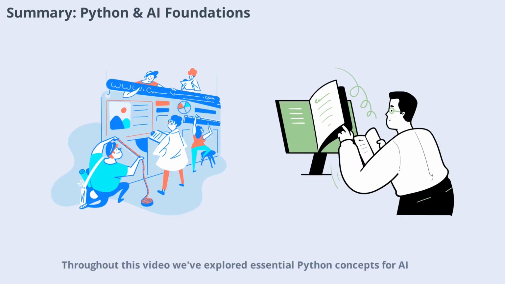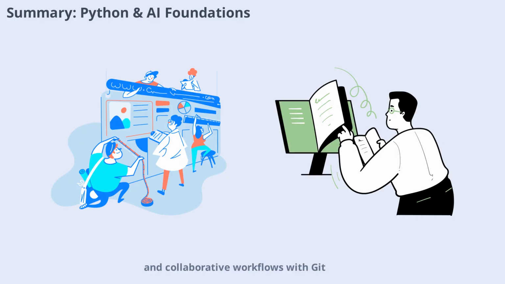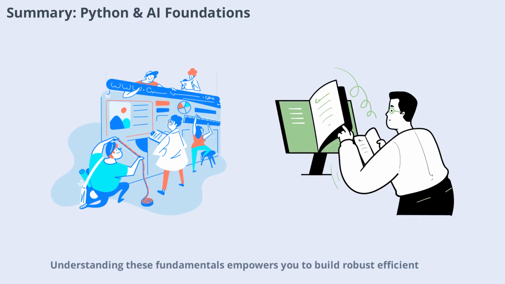Throughout this video, we've explored essential Python concepts for AI, including memory management, data structures, file handling, and collaborative workflows with Git. Understanding these fundamentals empowers you to build robust, efficient, and maintainable AI pipelines. By mastering these techniques, you can optimize performance, ensure data integrity, and collaborate effectively in modern AI projects.